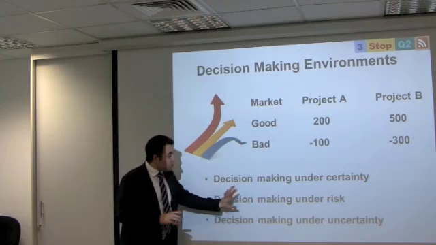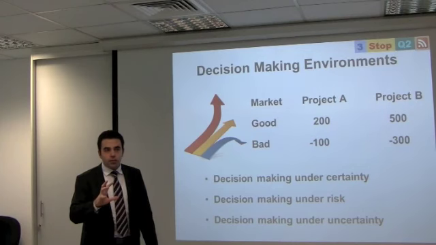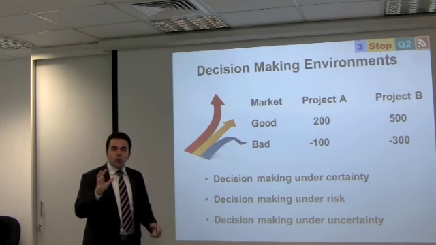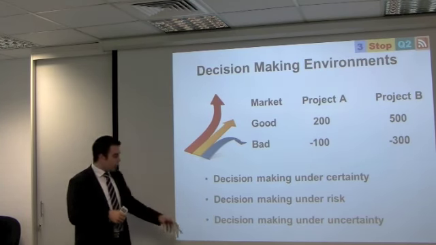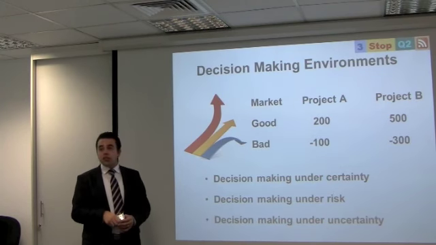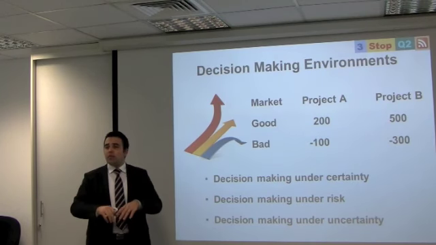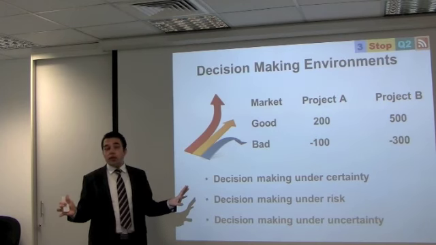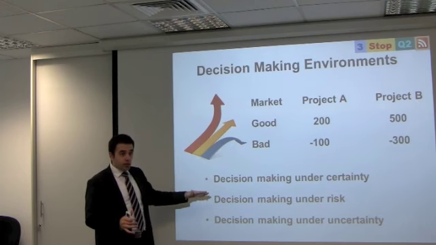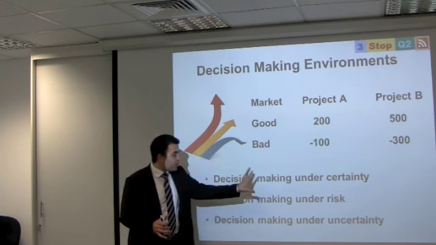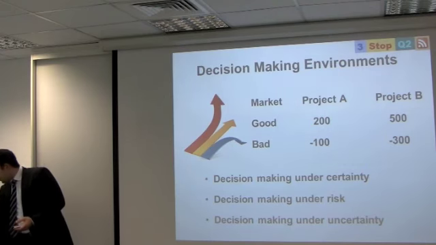Now, the other one, decision making under risk. What's the meaning of it? That I'm not sure if the market is going to be good or bad, but I know approximately, maybe it's going to be good 40%, bad 60%. With decision under uncertainty, I have no clue what's going to happen. I don't know if it's going to be bad or good, or what the percentage is, I have no idea. So when I'm making a decision, I want to understand at what level I'm making it. Is it under certainty, under risk, or under uncertainty? Okay, how can we do this?